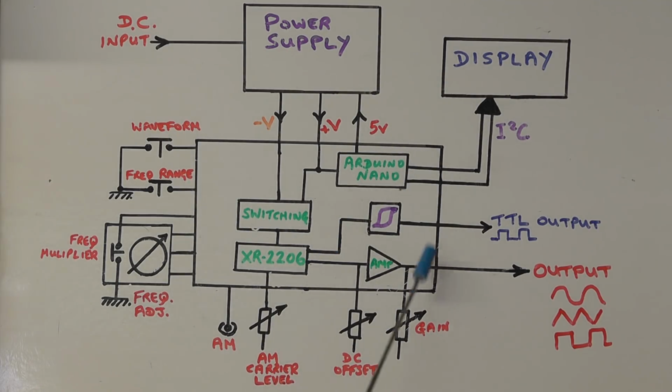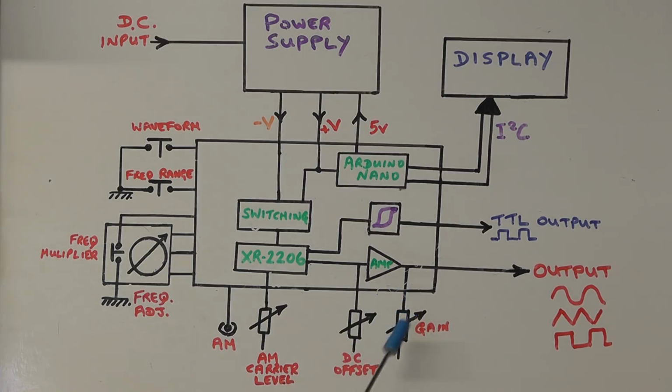The main function generator module is going to include the XR2206 IC as we have in the past, and that's going to generate the waveform outputs of either a sine wave, a triangular or a square wave. We're also going to have a TTL output. We'll clean that up with a Schmitt trigger, so we get a nice clean square wave output of 5 volts peak to peak.